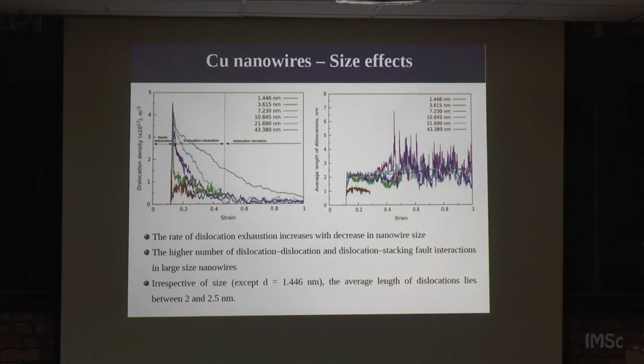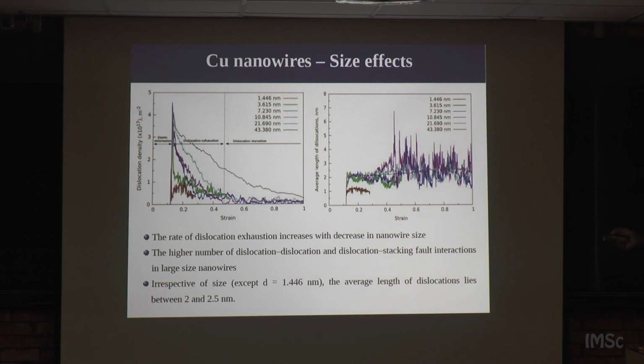You can see that it is almost constant in all the nanowires except the smallest one, because the wire size itself is 1.44, so it cannot accommodate a dislocation of size more than 1.446. So, that is the limit. But for a nanowire of around 43 nanometers, the length of dislocation is close to 2 nanometers. In the dislocation exhaustion region they show an almost constant length, while in the starvation region they show large fluctuations.